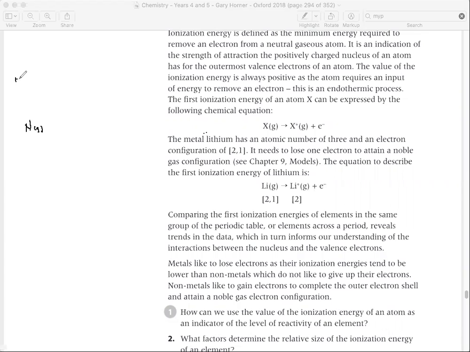Nitrogen atomic number is 7. He 2s2 2p3. Good. This is the nitrogen configuration. Or we can write 2 and 5.